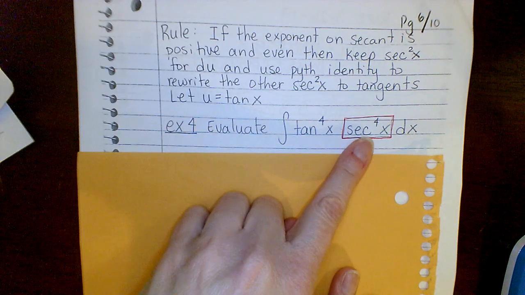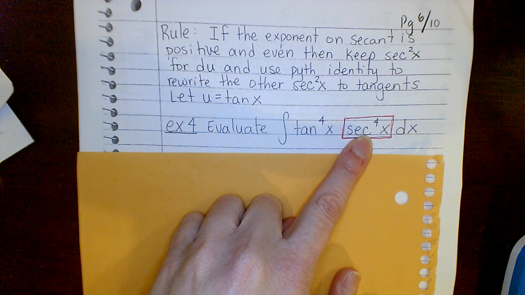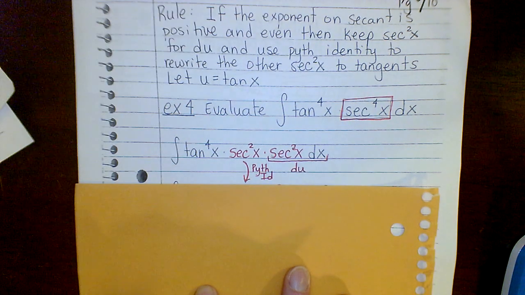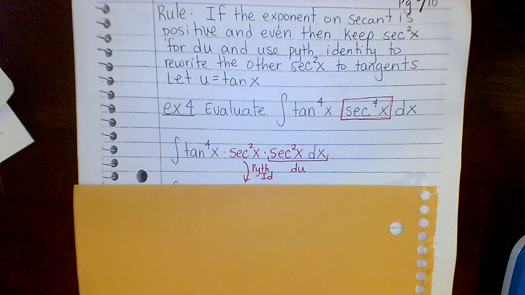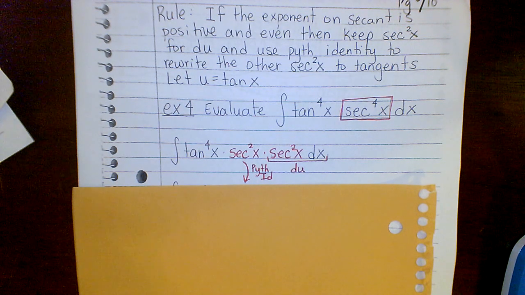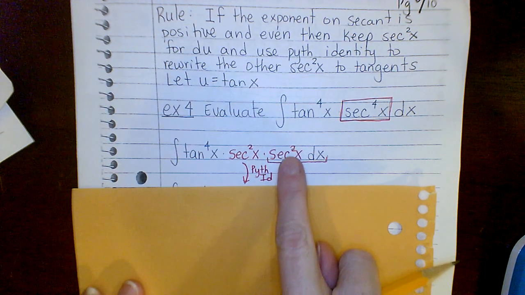All right, so sure enough, we've got an even secant. So I'm going to split it up into 2 squares. One of those squares is going to be saved for my du, because I'm thinking ahead. Then I'm going to let u be tangent. The derivative of tangent is secant squared, so I'm going to need this secant squared for my du.